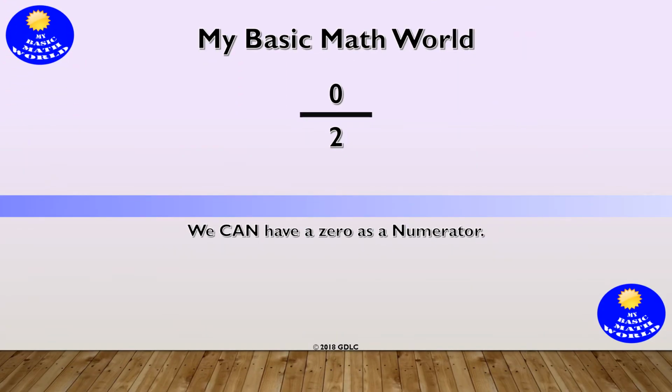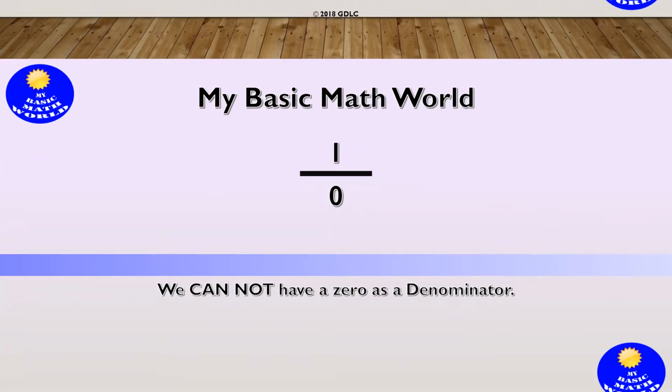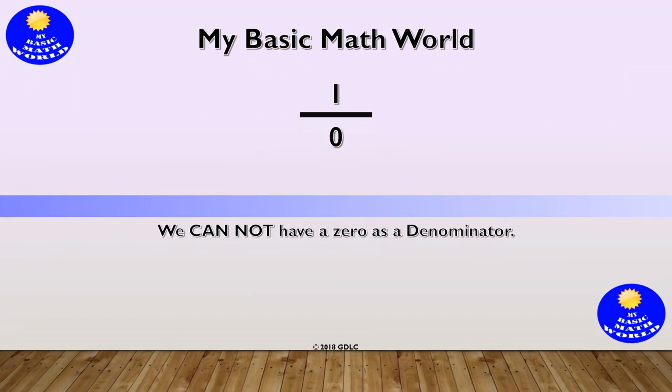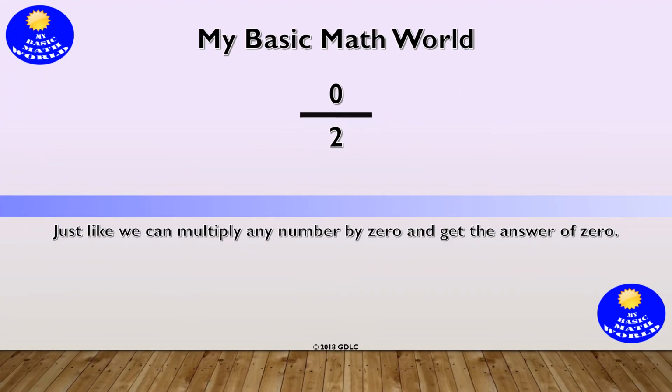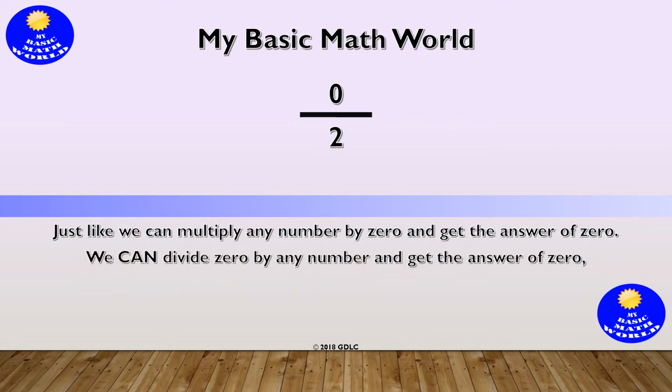We can have a 0 as a numerator. We cannot have a 0 as a denominator. Just like we can multiply any number by 0 and get the answer of 0, we can divide 0 by any number and get the answer of 0. But we cannot divide any number by 0.